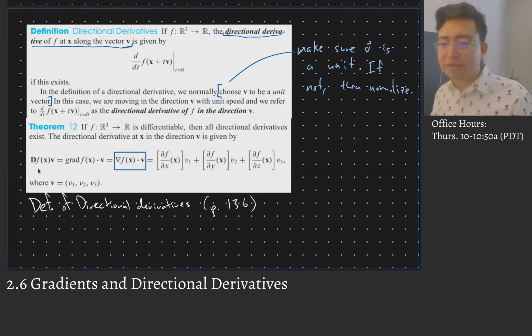So instead of thinking of the dot product and the gradient, you can think of it as the total derivative or the matrix of partial derivatives, which ends up being this row matrix.